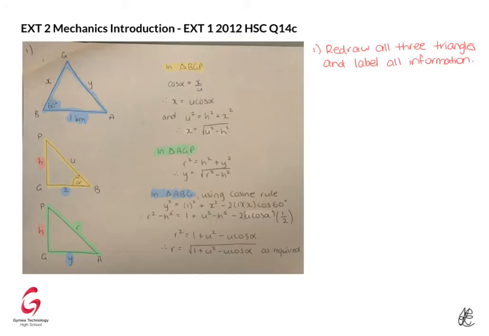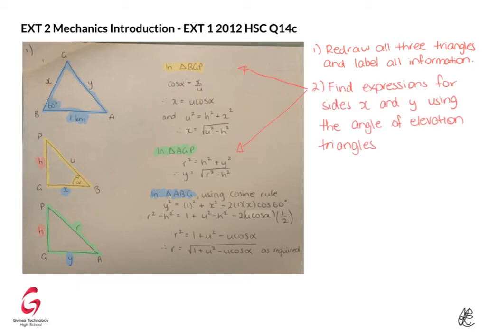So the first step to answering any 3D trigonometry problem is to redraw all 3 triangles from our diagram. So our 2 angles of elevation, which are our right angled triangles in yellow and green, and then our base triangle in blue, which is our non-right angled base triangle, and making sure that we label all of our information that's given to us on them. It's also useful to go and label these common sides as well, so we can see where they match up in each of our triangles.